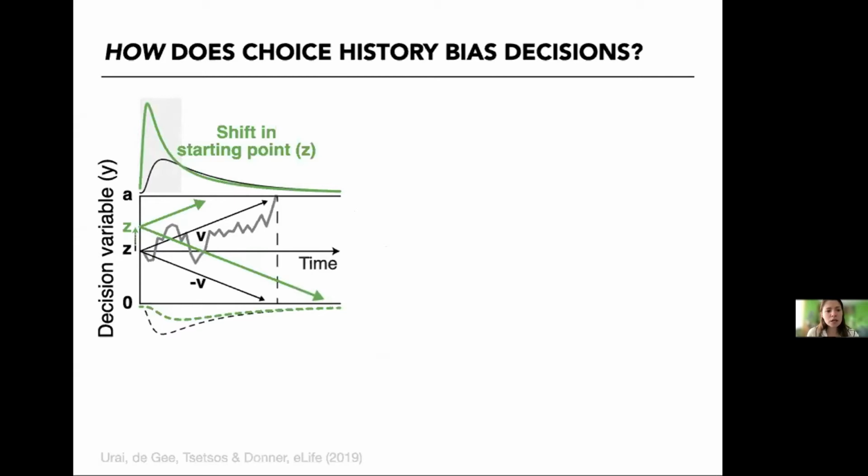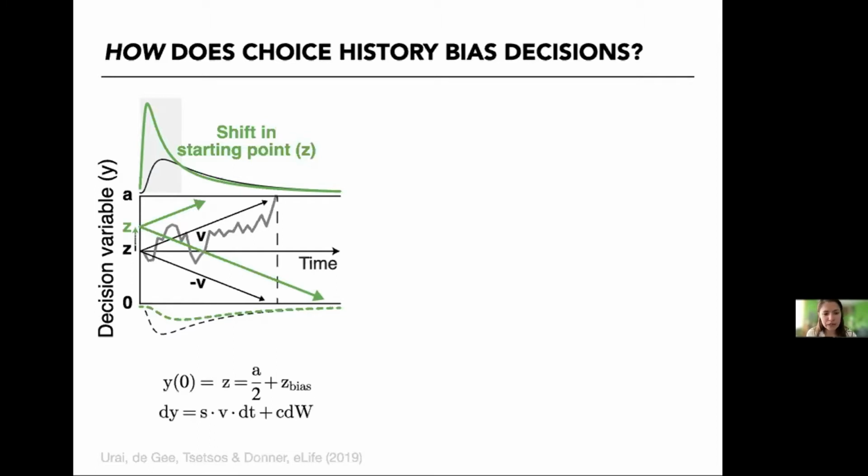The first is perhaps the most intuitive, and it is to shift the starting point, which in this model is encoded by the variable Z, in the direction of the choice that you're going to repeat. So in this case, it simply shifts up, which means that before you have seen any evidence, your tendency is already towards responding up again, and then you just accumulate as normal.